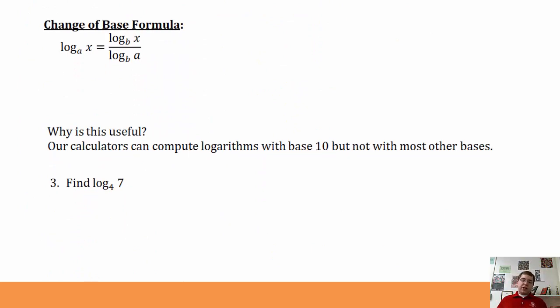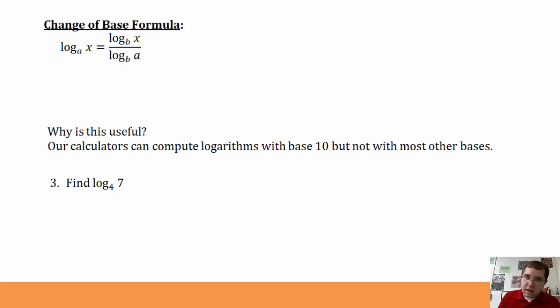This formula is called the change of base formula. It says the log base a of x equals the log base b of x divided by the log base b of a. So I can take any log and I can rewrite it with different bases. Why is this useful? Well, our calculators can compute logarithms with a base 10, but not with most other bases. So if I wanted to do number 3 here, the log base 4 of 7, 7 is not a power of 4, so I couldn't really easily do this manually.